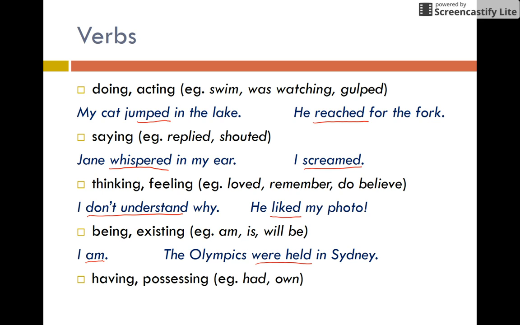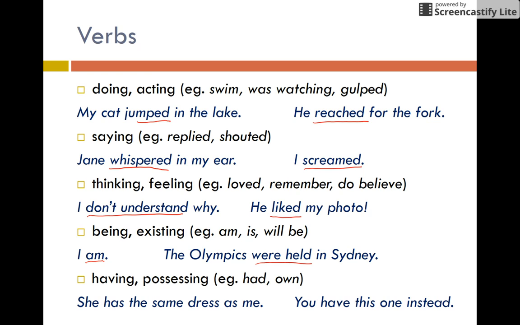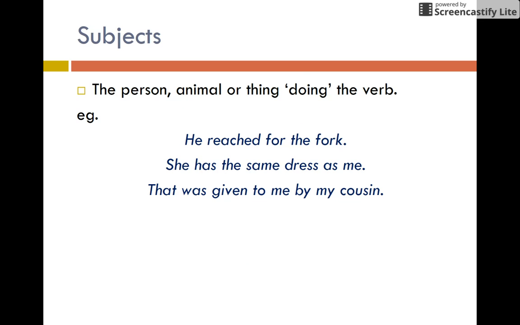And finally, verbs can also be words that indicate having something or possessing something, like had or own. She has the same dress as me. You have this one instead. Now, subjects. A subject is the person, the animal, or the thing that does the verb. Now, let's look at some examples.